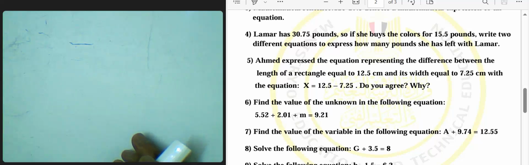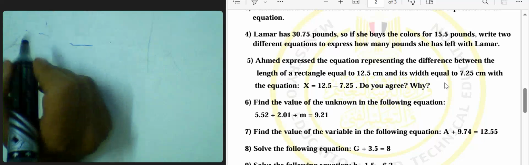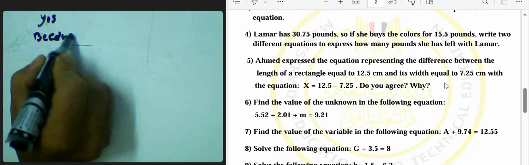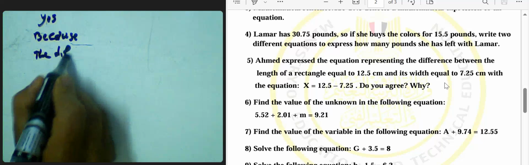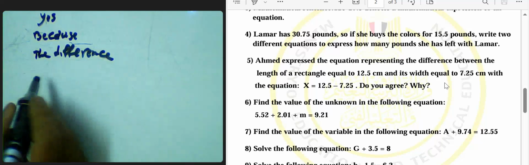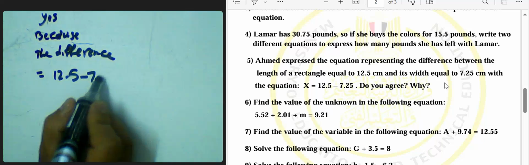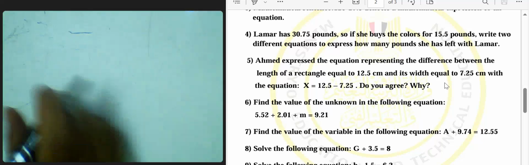الترجمه كده تاني لازم ترجمها مظبوط. يبقى عبر احمد عن المعادله تمثل الفرق بين طول المستطيل الذي يساوي 12.5 سنتيمتر and its width 7.25 سنتيمتر. يبقى انت هتعمل ماينس، يبقى دي صح. I agree. Yes, always. Because the difference will be equal 12.5 subtracted by 7.25. لانه طالب مني الديفرنس، تمام.